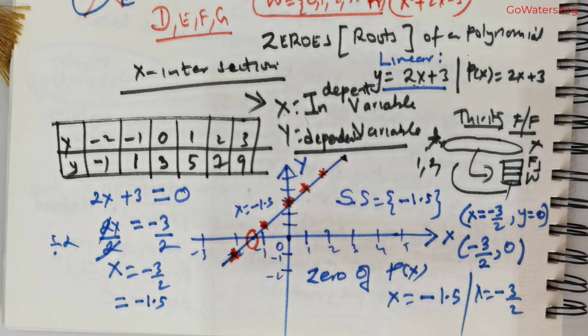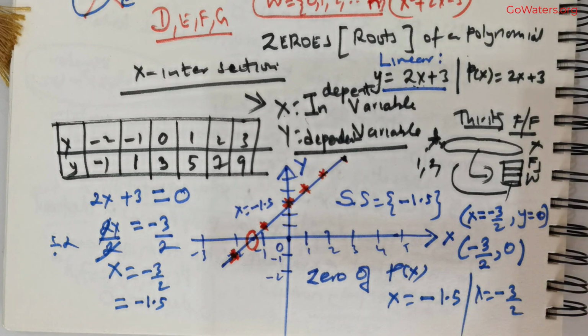Now we need to move on to understand the zeros of a quadratic polynomial. When we talk about quadratic, we're talking about a polynomial involving degree 2. So I will show you now how to obtain the zeros of a quadratic polynomial.